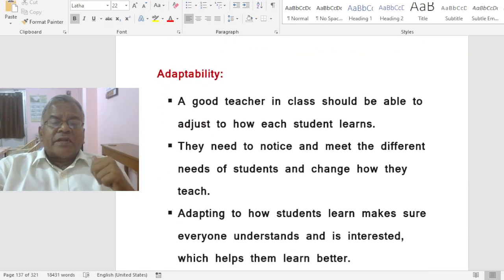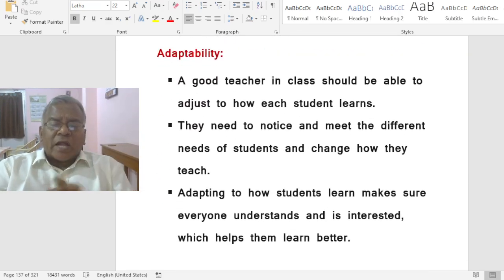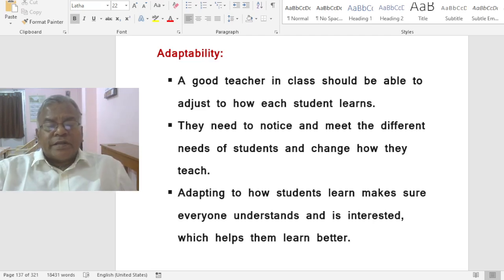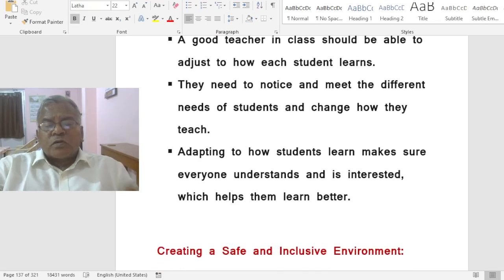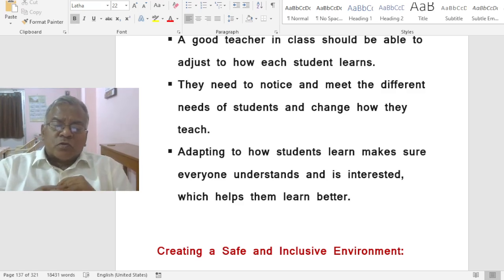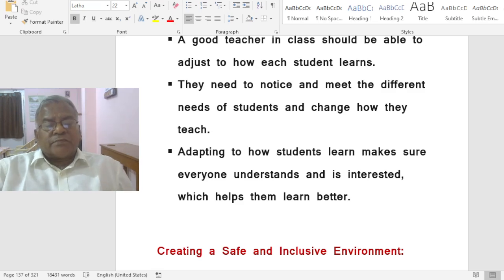Then adaptability. A good teacher in class should be able to adjust to how each student learns. They need to notice and meet the different needs of students and change how they teach. Adapting to how students learn makes sure everyone understands and is interested, which helps them learn better. I hope you understood this.